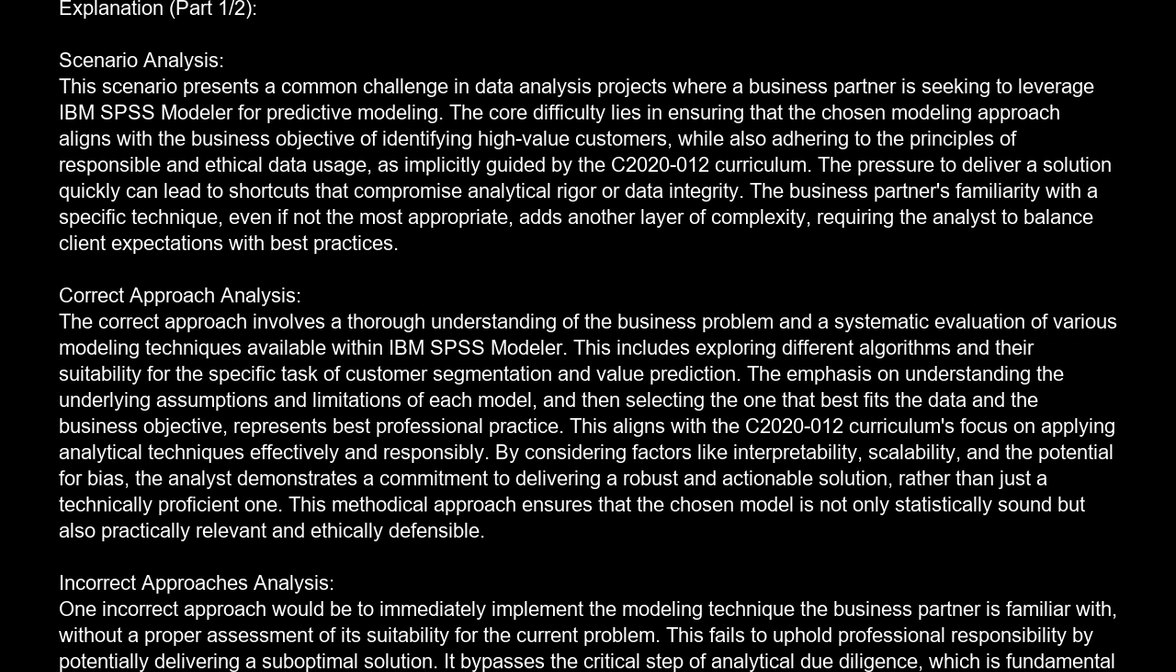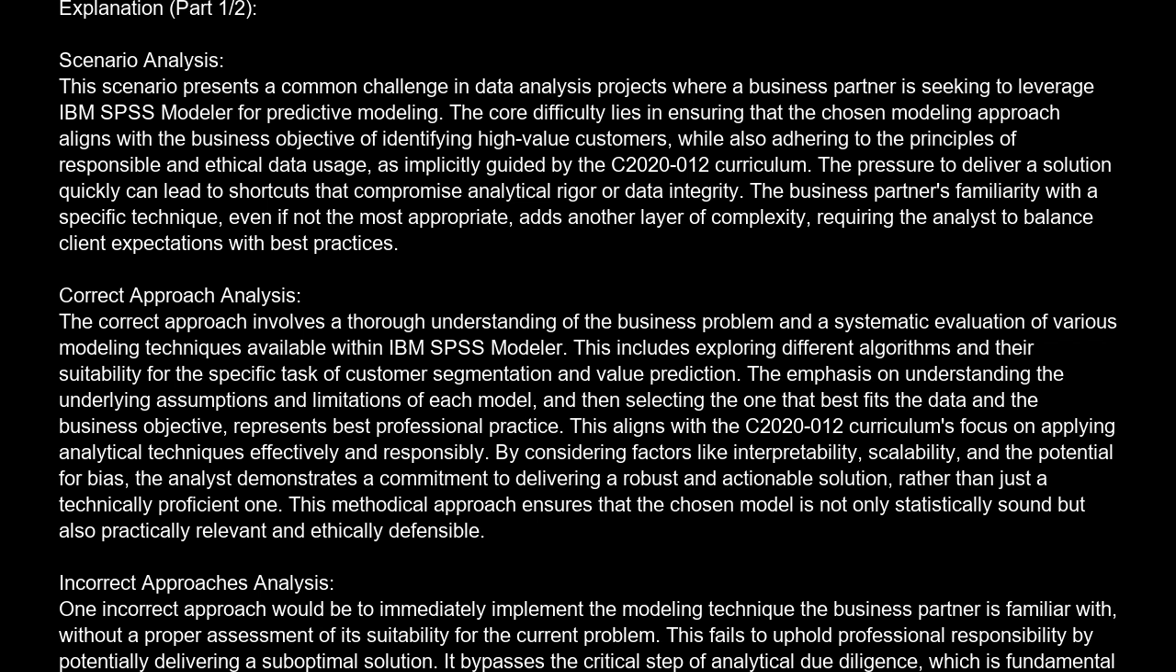By considering factors like interpretability, scalability, and the potential for bias, the analyst demonstrates a commitment to delivering a robust and actionable solution, rather than just a technically proficient one. This methodical approach ensures that the chosen model is not only statistically sound, but also practically relevant and ethically defensible.